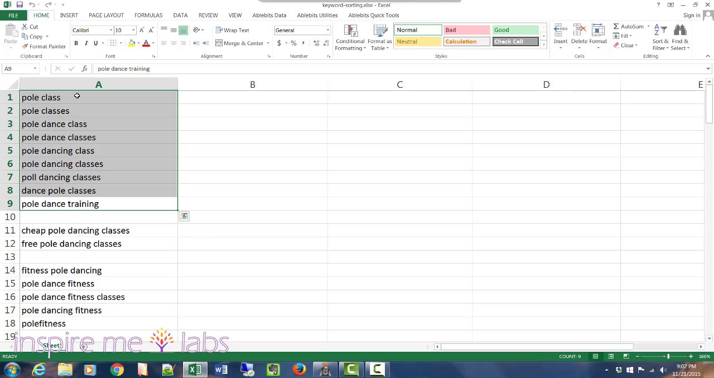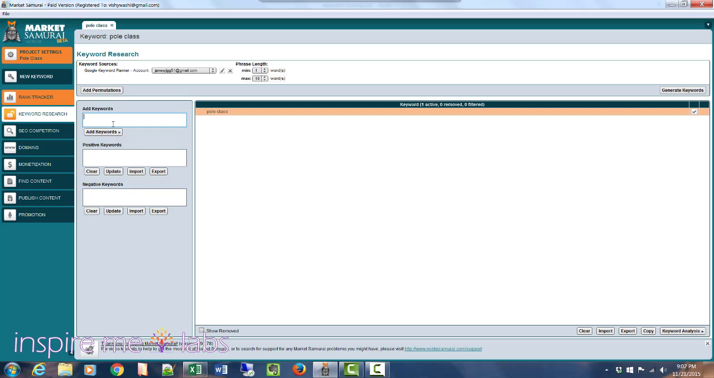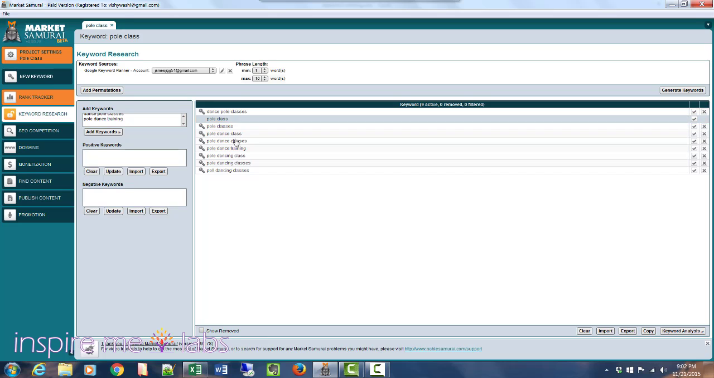So let's assume you have one group, and this is our group we have. So we select all of them, we paste them over here, and if there's any repeating keywords, it's going to just take out the uniques. So we hit the add keywords, and here we have all our keywords. Okay, so what you want to do next is click on the keyword analysis button down here. We don't want to generate any keywords again. We just want to do our analysis and find out certain metrics for these keywords.